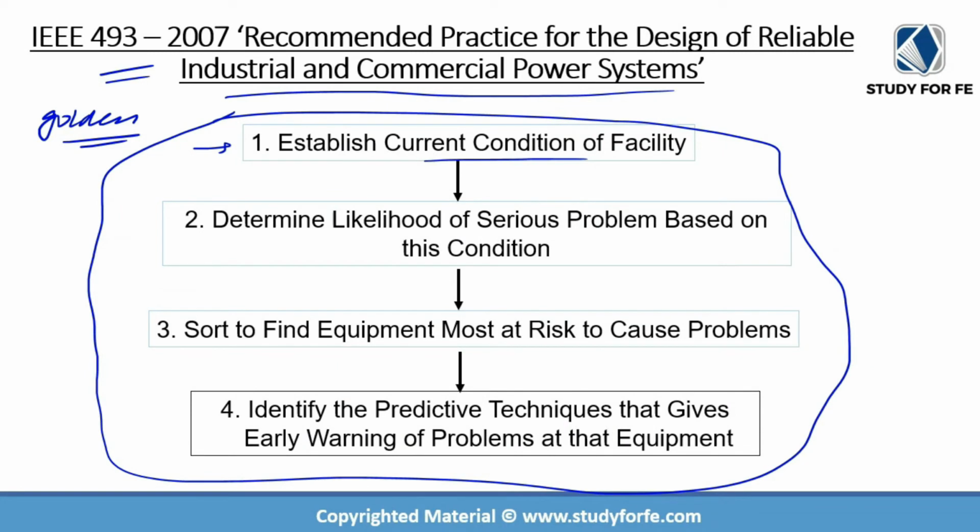It can be in the form of an audit of different pieces of equipment, and once you have that database, then you know what you're working with. Step number 2 is to determine the likelihood of a serious problem based on this condition.